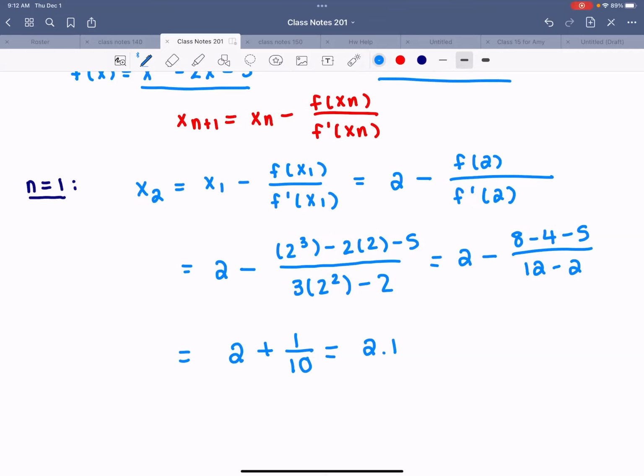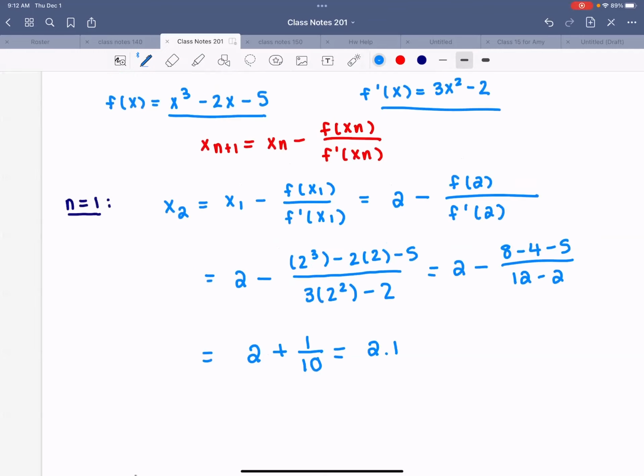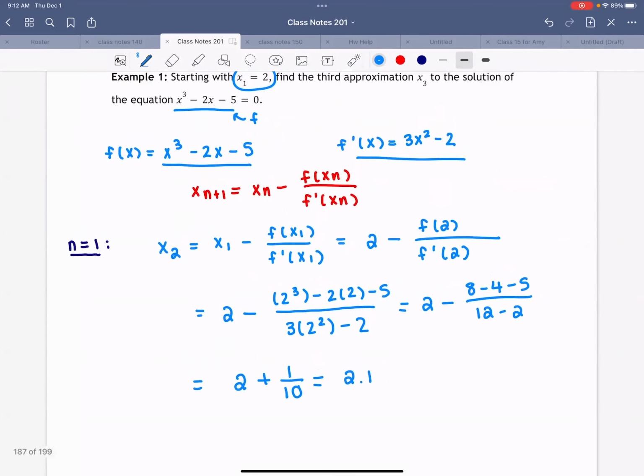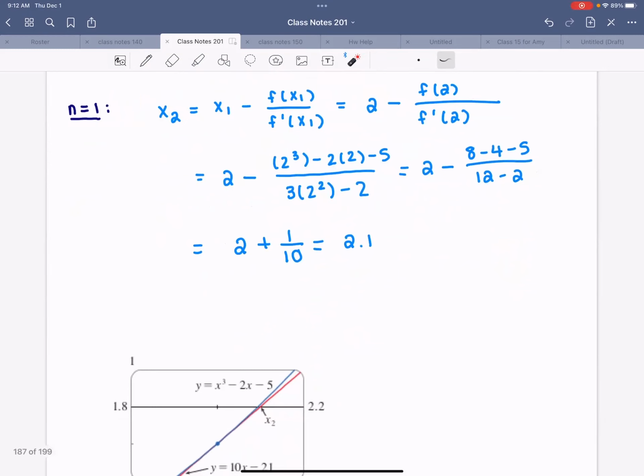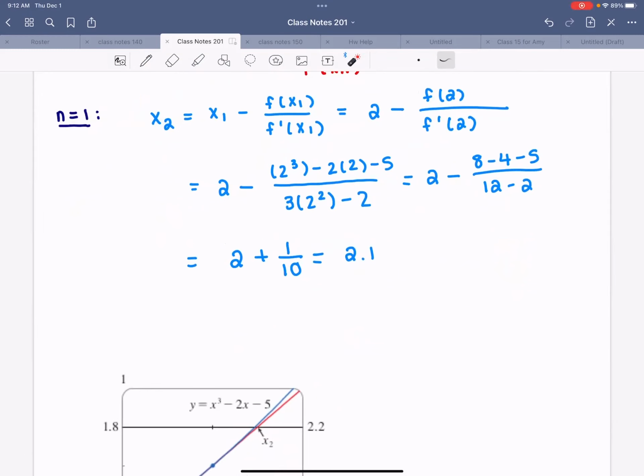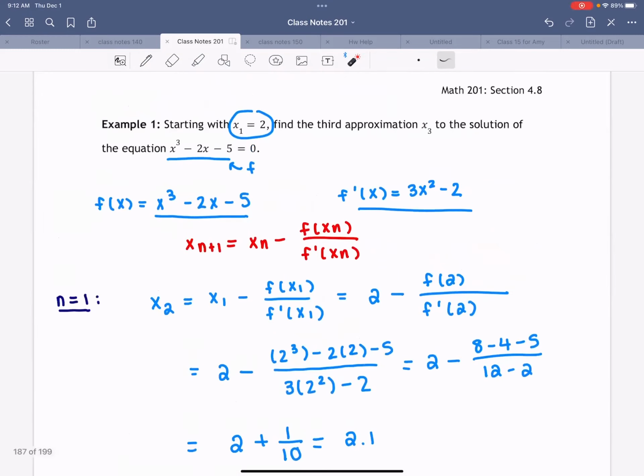All right, so we know that x_2 is equal to 2.1. What this means is we want to find the root or the solution to the equation up above. I know that my first guess was 2. It's pretty much guaranteed that x_2, or 2.1, is closer to the answer than my first guess. It might not be really close to the answer, but I know that 2.1 is closer than 2 is. Once we're here, we still need to find what x_3 is.